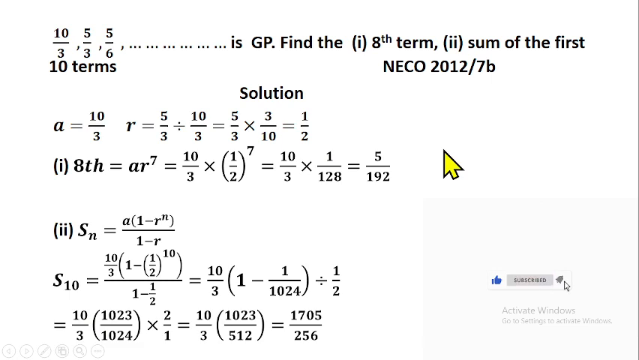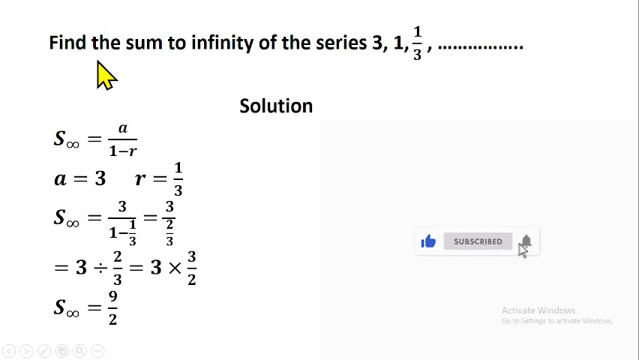So that's the NECO 2012 question number 7b. Alright. Find the sum to infinity of the series 3, 1, 1 over 3. Sum to what? Infinity. Look at the way they said the question. Sum to infinity. That means you are going to use the third formula, which is sum to infinity equals A over 1 minus R. Our A is the first term and our R is the constant ratio.